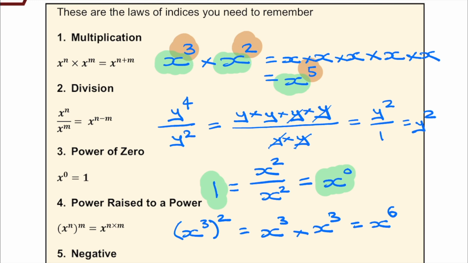But of course, we always want to try and skip that middle step if we can. So how do we go straight from the original question, where we had the 3 and the 2 here, to the final answer where we have the 6? Well, of course, hopefully you can see if you take the 3 and multiply it by the 2, it will give you that 6. So that's our fourth law of indices. Power raised to a power, always going to multiply those together.